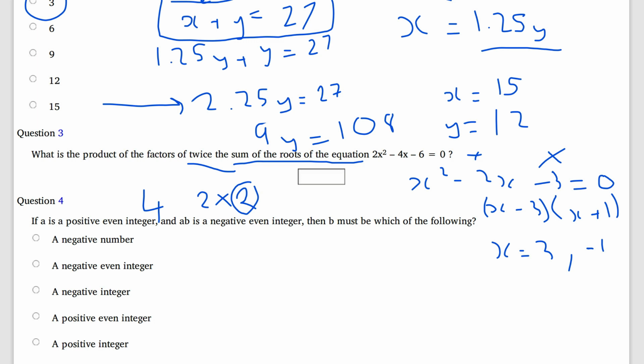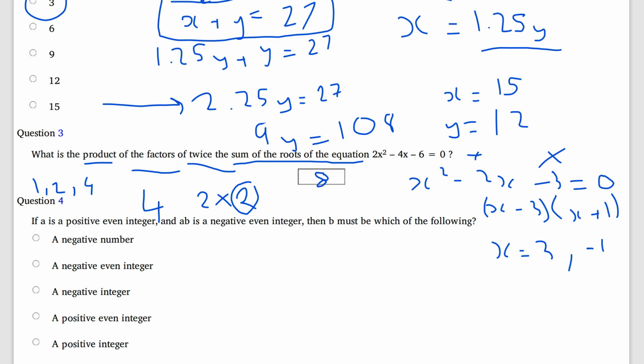And now we've got to find the factors of 4. What are the factors of 4? 1, 2, and 4. Those are the 3 positive factors. You can always assume positive, by the way. There are no other numbers that go into 4 perfectly. And finally, they want the product of those factors. Product means multiply, so 1 times 2 times 4 is 8. So the answer is 8.